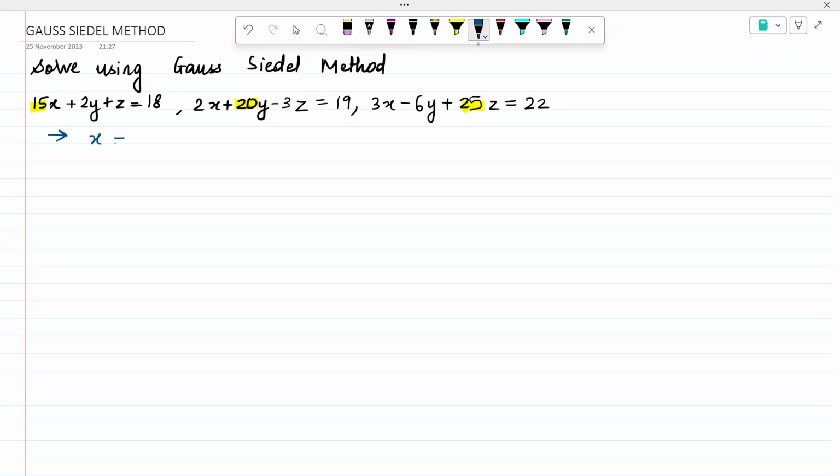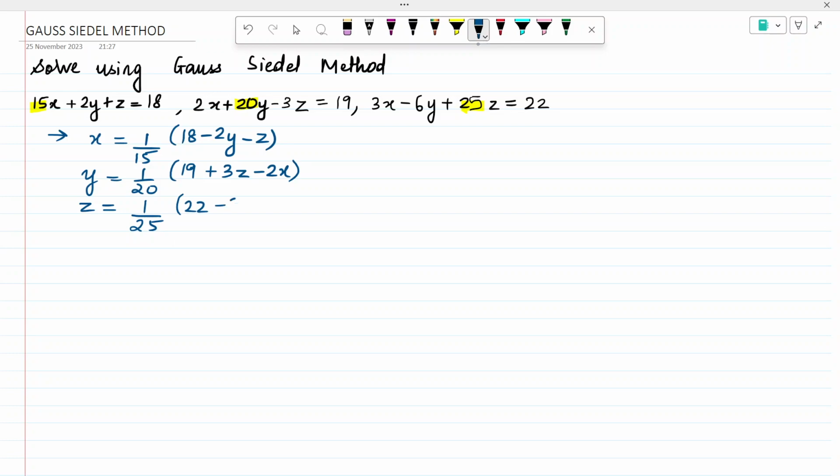तो आप डायरेक्टली लिखोगे x is equal to 1 by 15 (18 minus 2y minus z), and y is equal to 1 by 20 (19 plus 3z minus 2x), and z would be equal to 1 by 25 (22 minus 3x plus 6y). Now remember, as I said before also, हमेशा सारे same denominator आएंगे नहीं. लास्ट टाइम जो हमने एग्जाम्पल किया था उसमें सारे डिनोमिनेटर सेम थे. यहाँ पे डिनोमिनेटर्स अलग है, 15, 20 एंड 25.